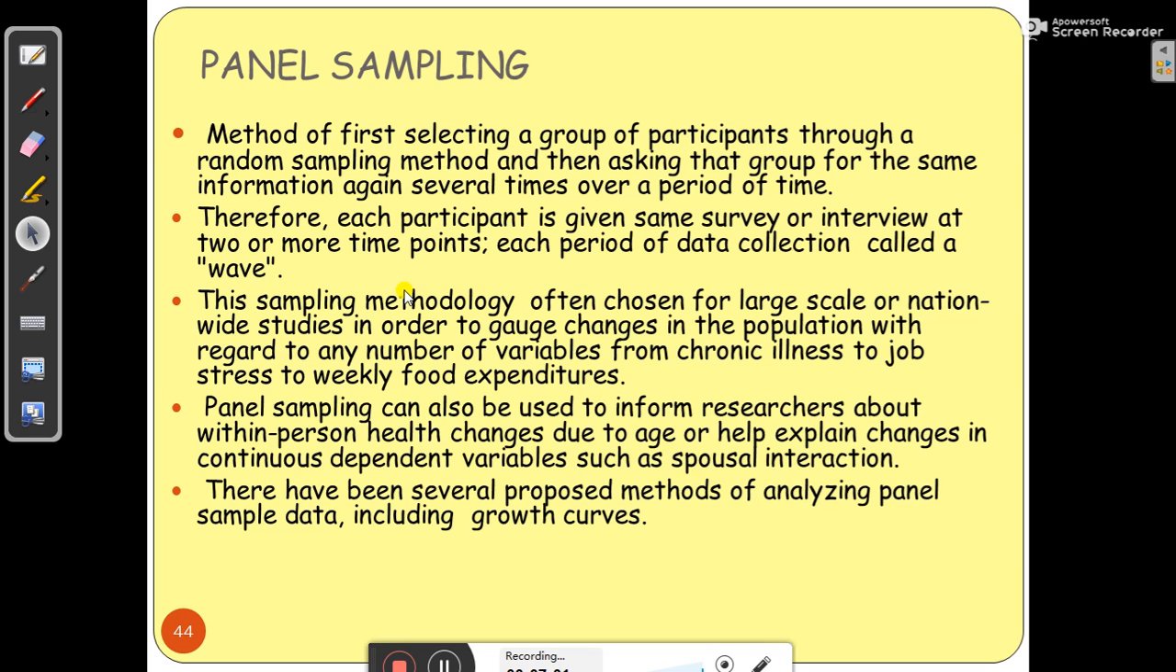And panel sampling can also be used to inform researchers about within-person health changes due to age, or help explain changes in continuous dependent variables such as spousal interaction. So in this type of research, we can go for the panel sampling technique. There have been several proposed methods of analyzing panel sample data, including growth curves.